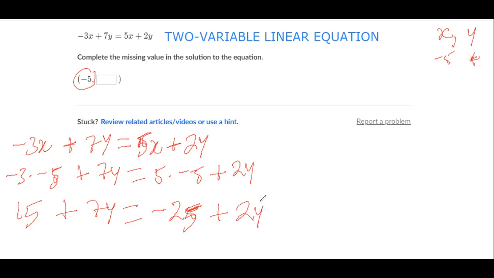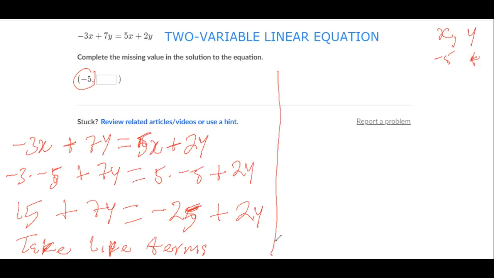Plus 2y. So now we're going to take like terms. Like terms means whatever has the same variable or the same letter has to be on one side, and whatever is a constant has to be on the same side. Take like terms. So we're going to come to the top right here.